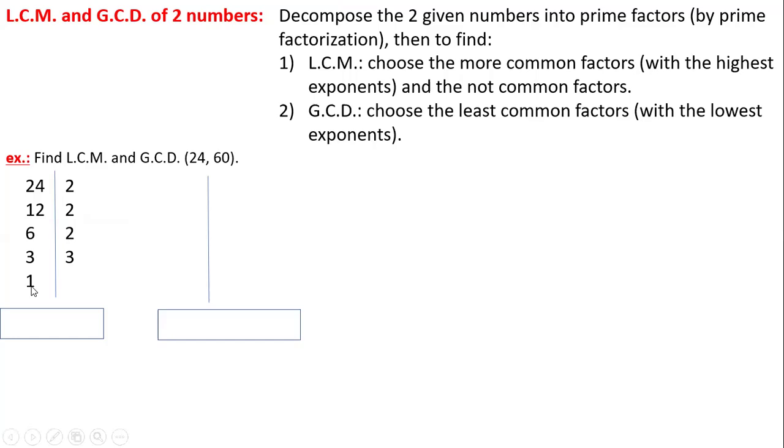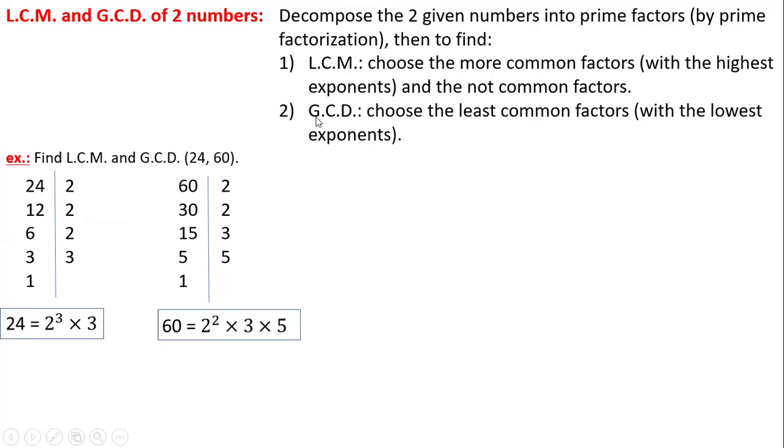So what are the factors of 24? I write 24 equals 2 times 2 times 2, which is 2 cubed times 3. Let's find the prime factors of 60. These are the prime factors of 60. So I write 60 equals 2 squared times 3 times 5.